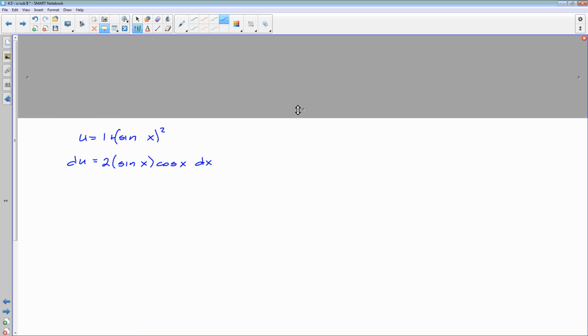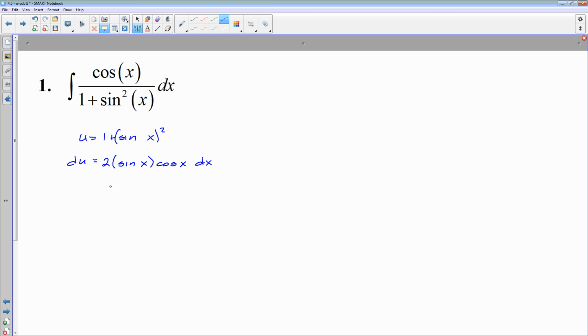Now, once I find my du, I look back at my original problem and I try to find du. So I'm looking for 2 sine x cosine x dx. And I don't have that. I have a cosine x dx, and I could fix the 2. That's a constant. So I could add the 2, but the problem is there is no sine x. That's an issue. There's no sine x by itself. So this u actually fails, and I need to go back and try something else.